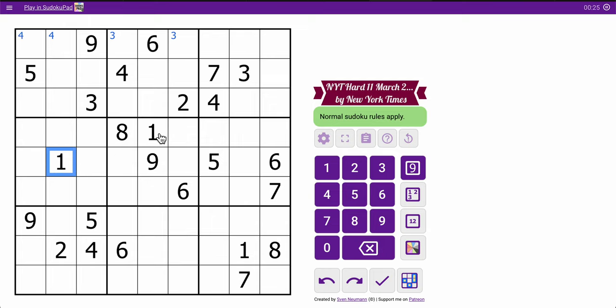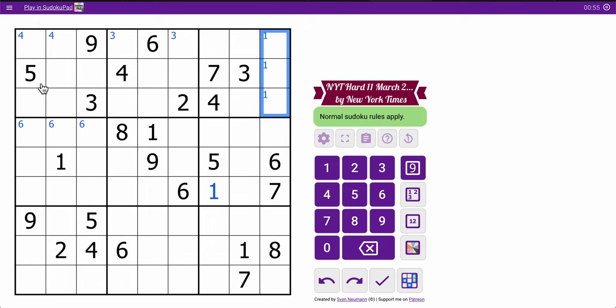In the middle rows, here's one and here's six. So six is here. One is in one of these two, but not there because of that one, so that's a one. These two ones follow up to force a one in one of these three, I believe. And the bottom three rows, 9, 5, 2, 4, 6, 1, 8, 7. So I have no repeats.